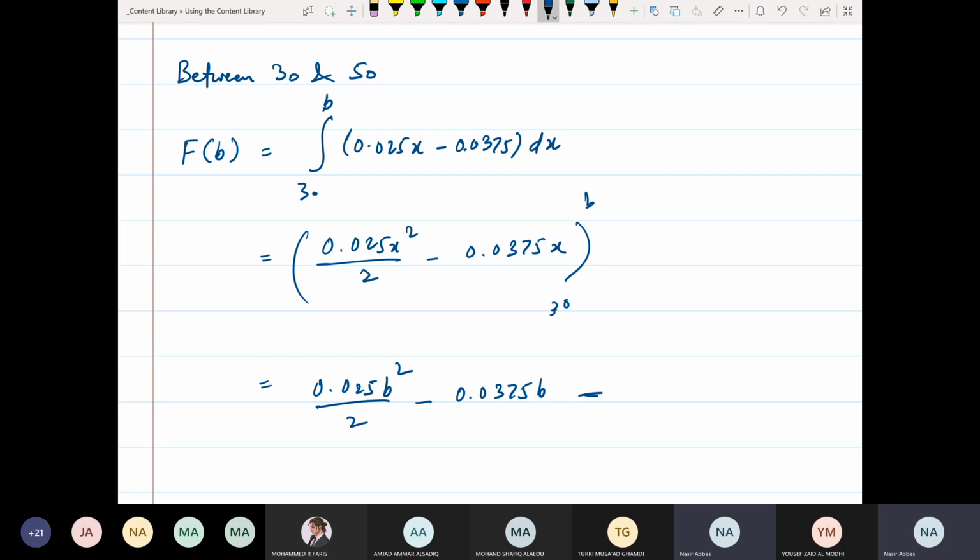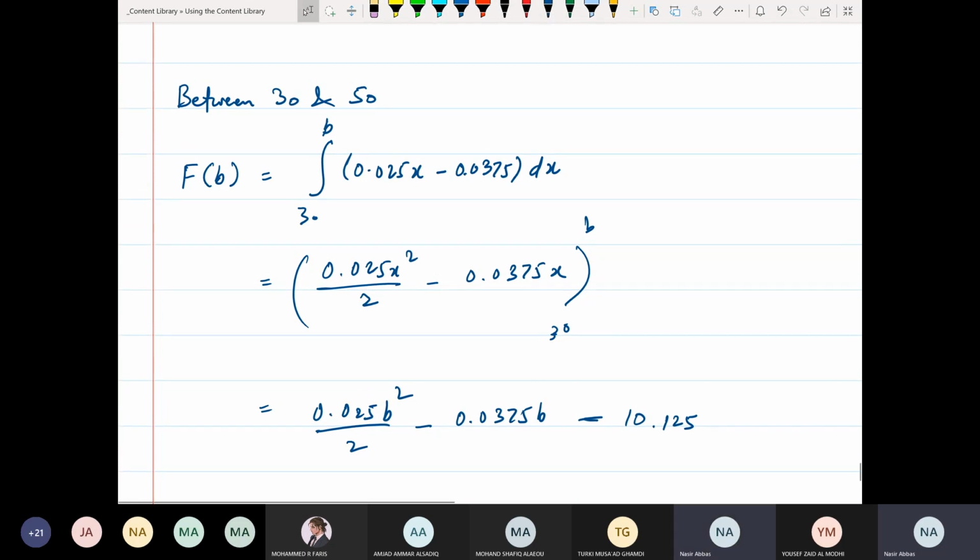0.025 times 30 square over 2. This is 11.2. Yes. 10. Exactly. No, 10.125. Let me verify. Minus 0.0375 times 30. 10.125. Yes, this is your CDF for x between 30 and 50.